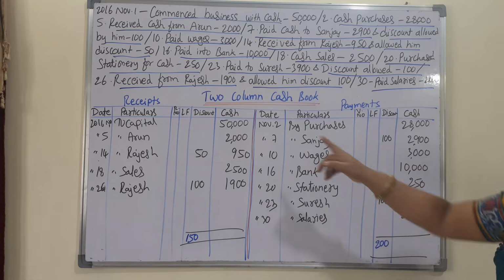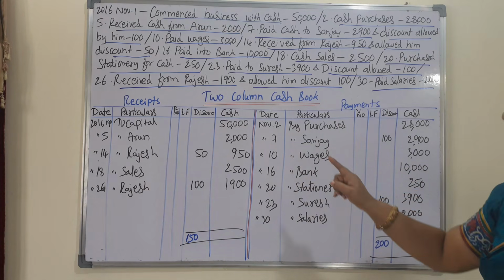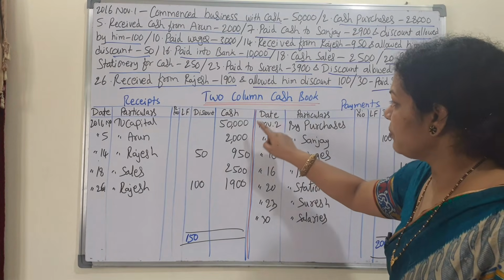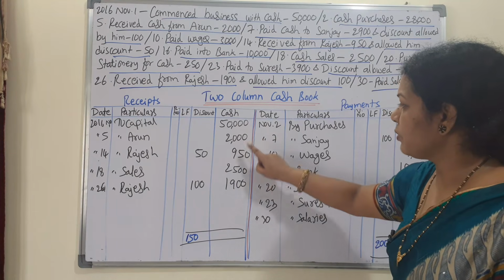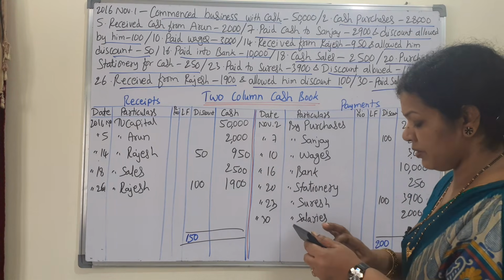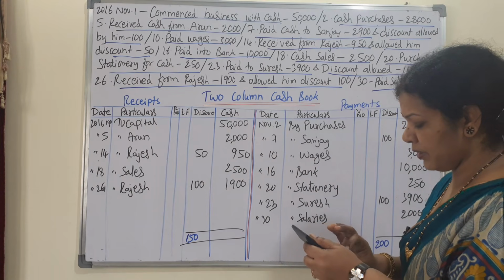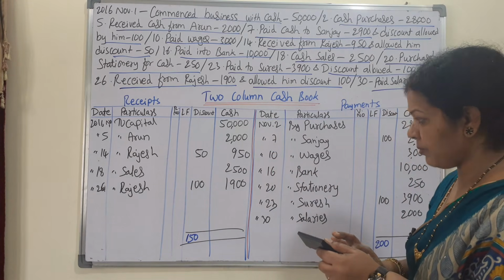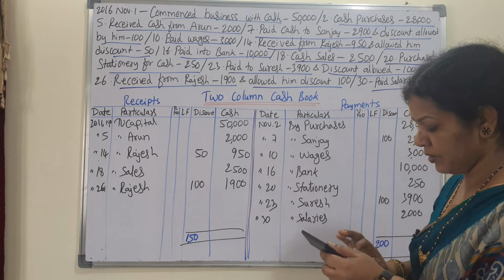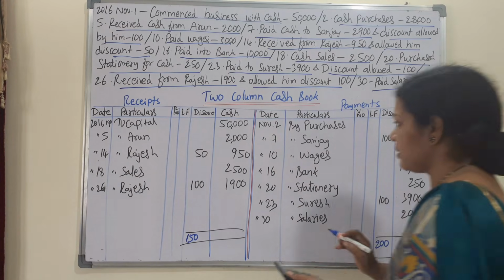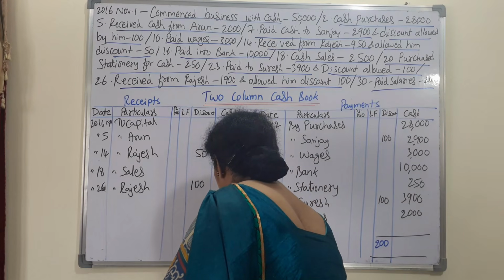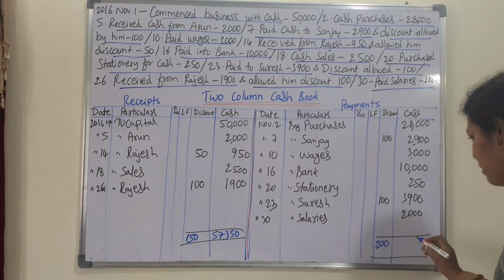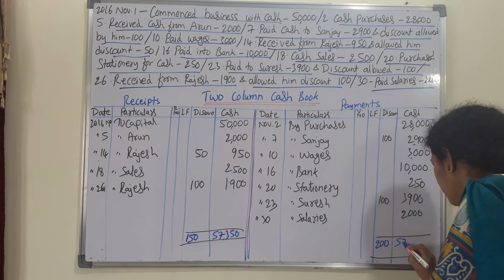Which side is more? Debit side is more as usual. So we'll total up this debit side. 50,000 plus 2,000, 52,000, then 54,500, plus 950, plus 1900, it is 57,350. The same amount we'll write on the credit side also, 57,350.